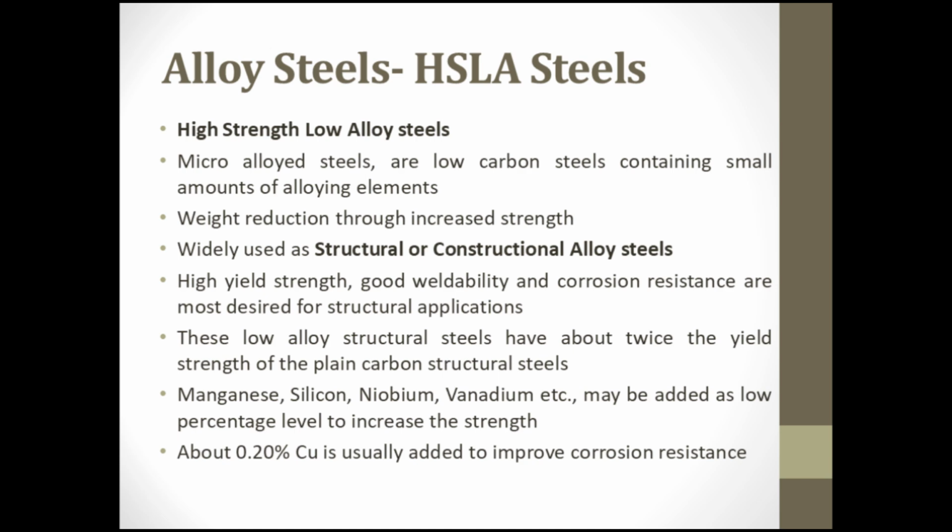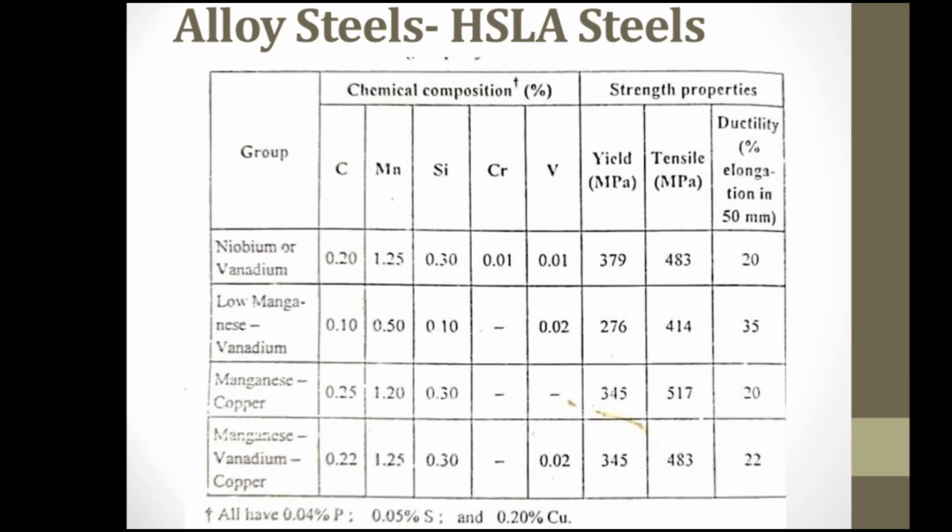High yield strength, good weldability, and corrosion resistance are more desired for structural applications. These low alloy structural steels have about twice the yield strength of the plain carbon structural steels. Manganese, silicon, niobium, vanadium, etc. may be added at low percentage levels to increase the strength. About 0.20% of copper is usually added to improve corrosion resistance.